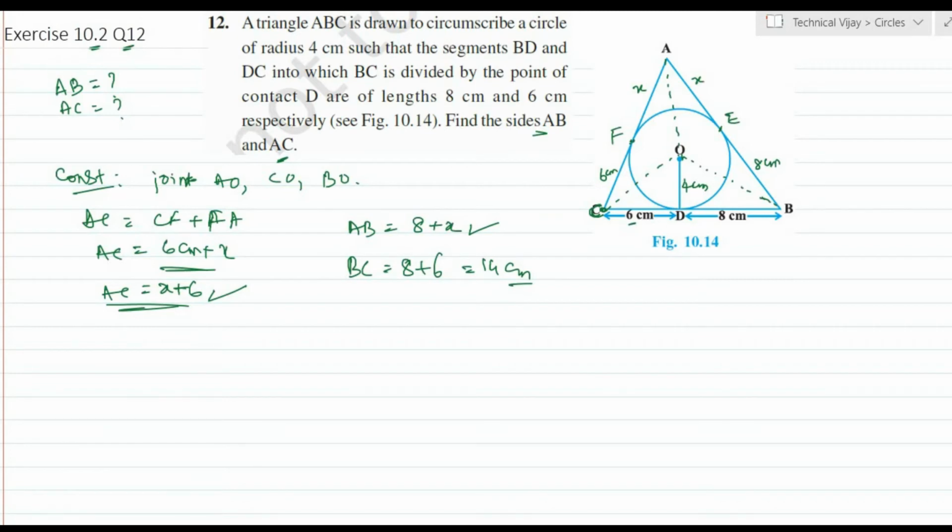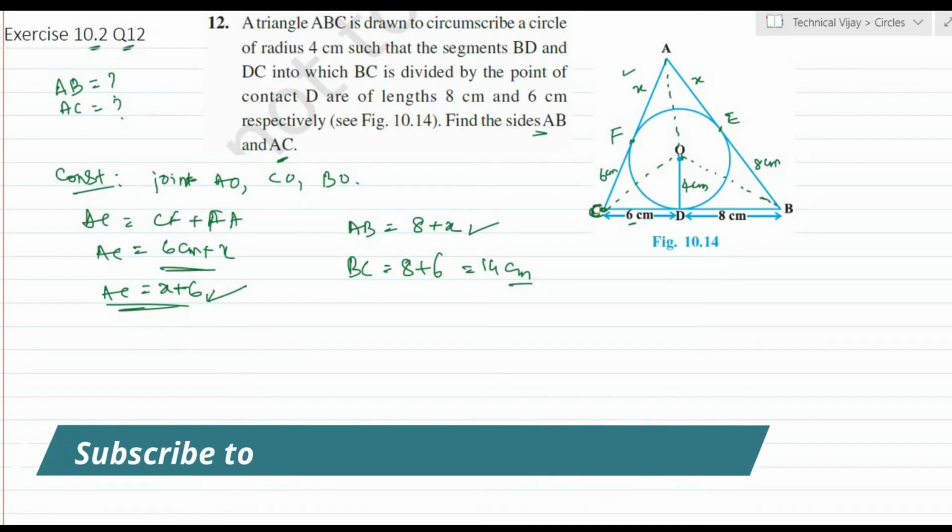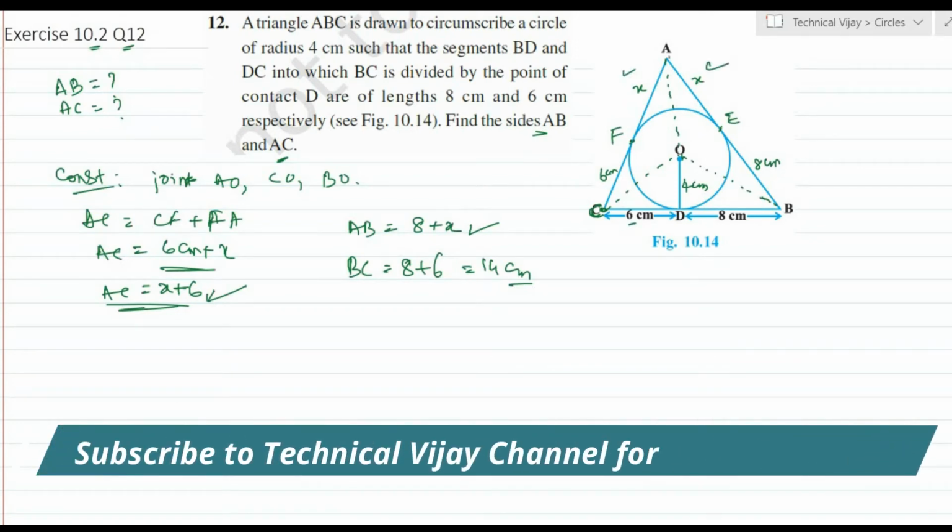So one side is AC, one side is AB and another side is BC. BC is the other side. How to calculate these x values? Because we don't know the distance from A to O also. If you know this one, you can calculate this one with the help of the tangent theorem and Pythagoras theorem. But we don't know the distance from O to A.